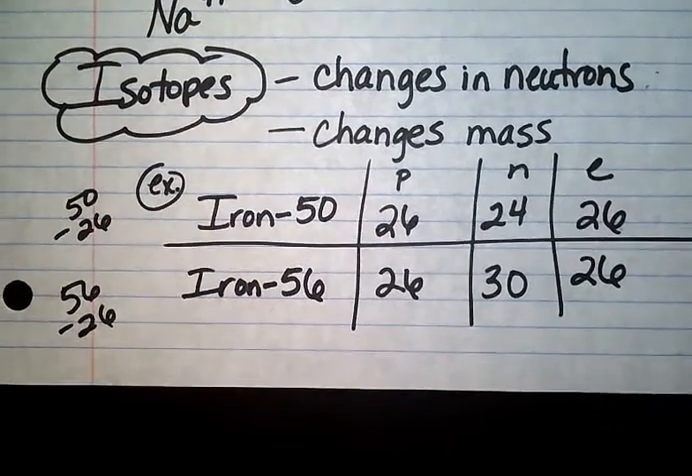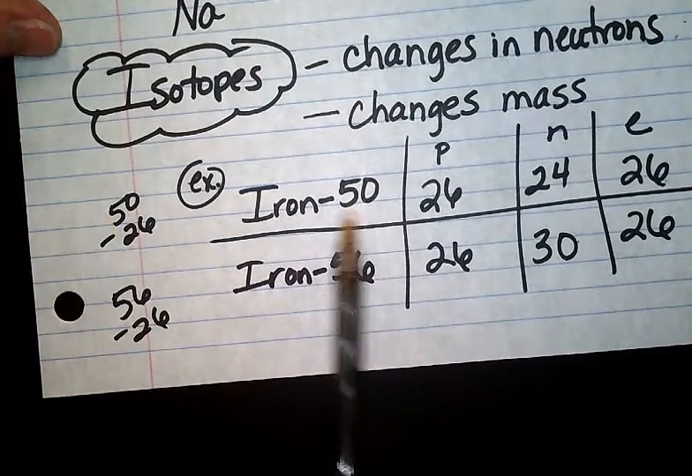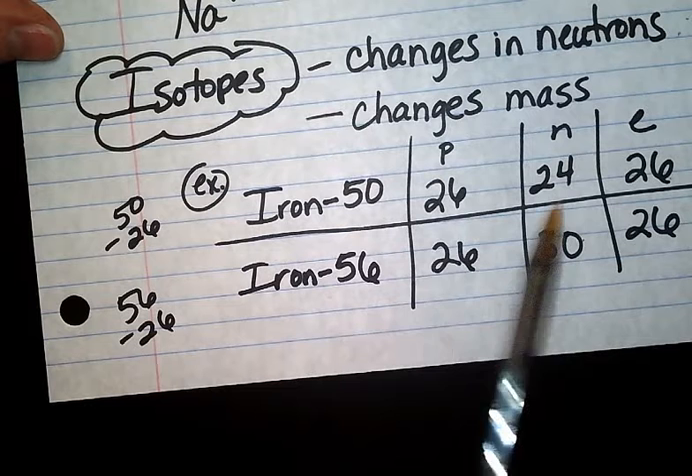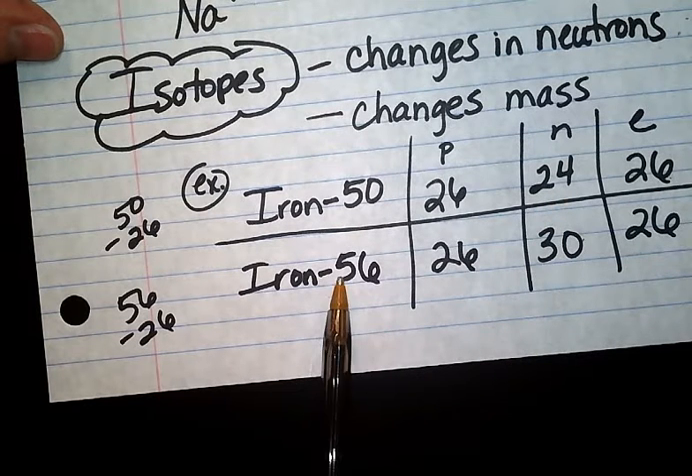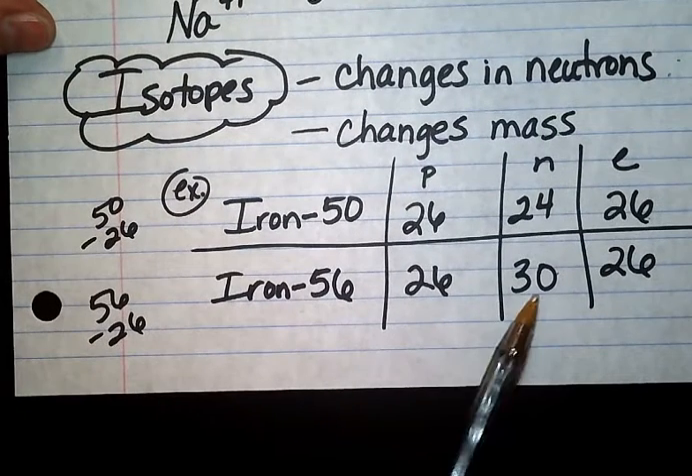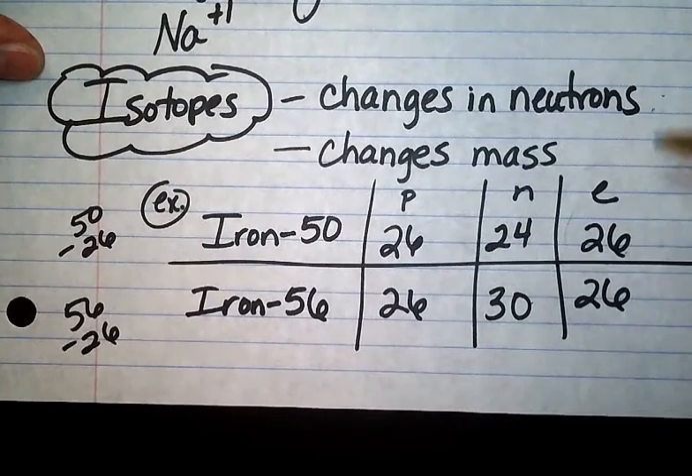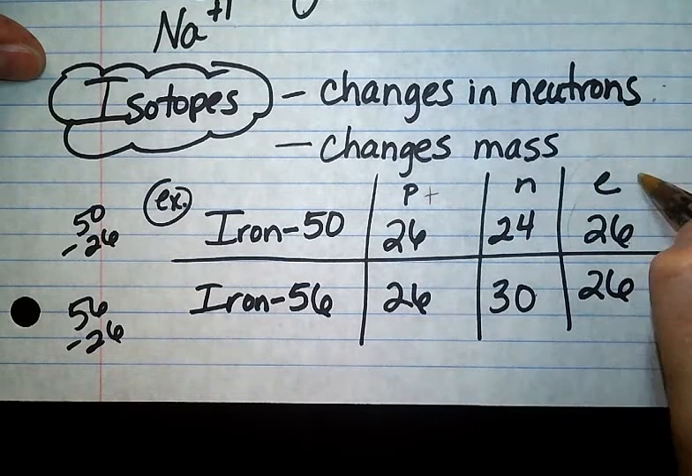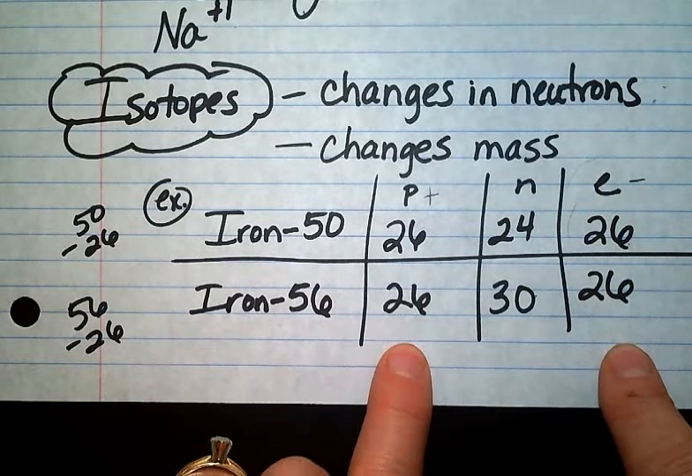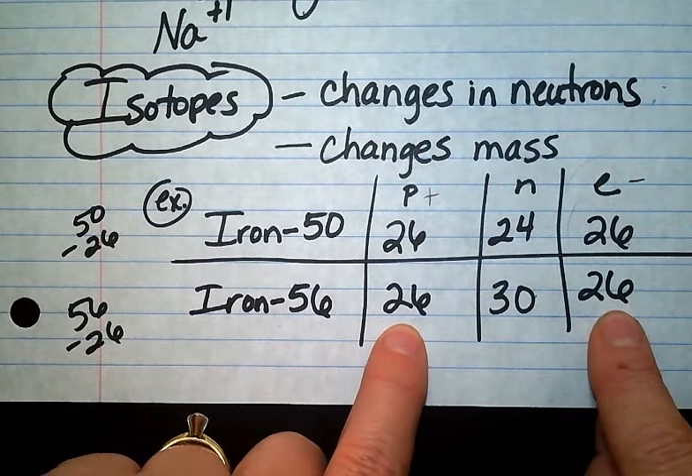Now, how many neutrons do I have? I have to subtract my protons from my mass. Iron dash 50 has a mass of 50, so 50 minus my protons, which is minus 26, gives me 24. Iron dash 56 has a mass of 56, so 56 minus 26 gives me 30. Now my electrons. Remember I said that isotopes don't have a charge. If protons are positive and electrons are negative and I have no charge, those two numbers have to equal each other, because a positive 26 and a negative 26 equals 0.